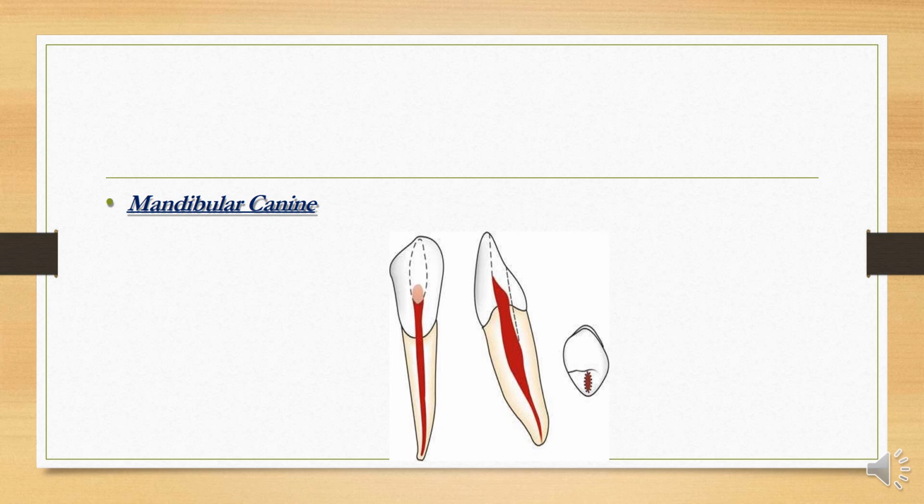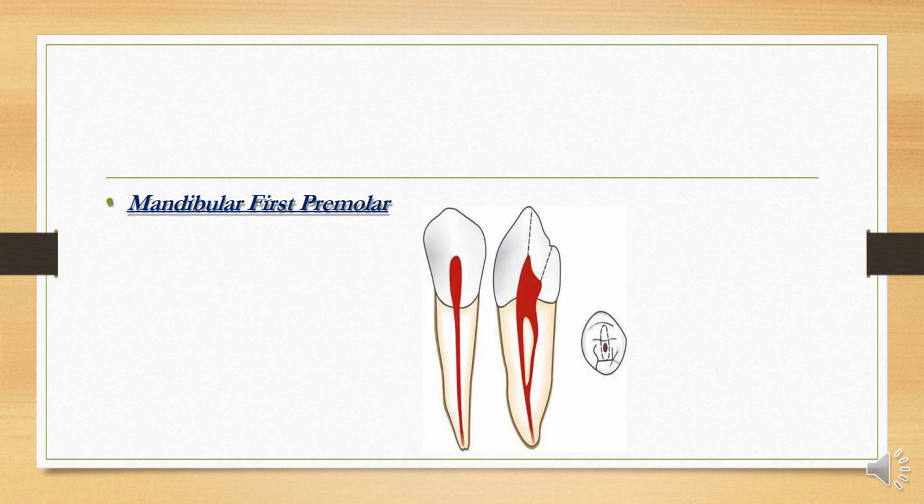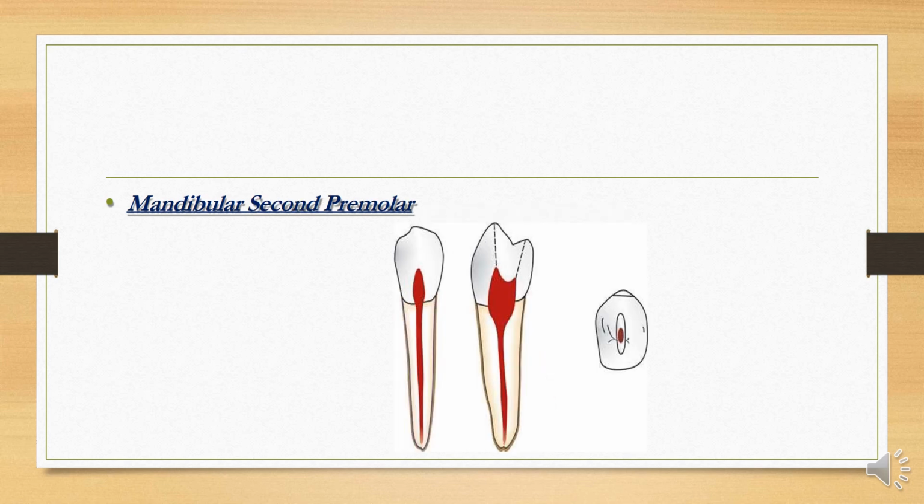Coming to the mandibular canine, the mandibular canine will have a single root with a single root canal. The mandibular first premolar will have a single root, or else there can be a variation where there is a single orifice, then the canal divides into two, and then again it forms a single canal and leaves the orifice as a single canal.